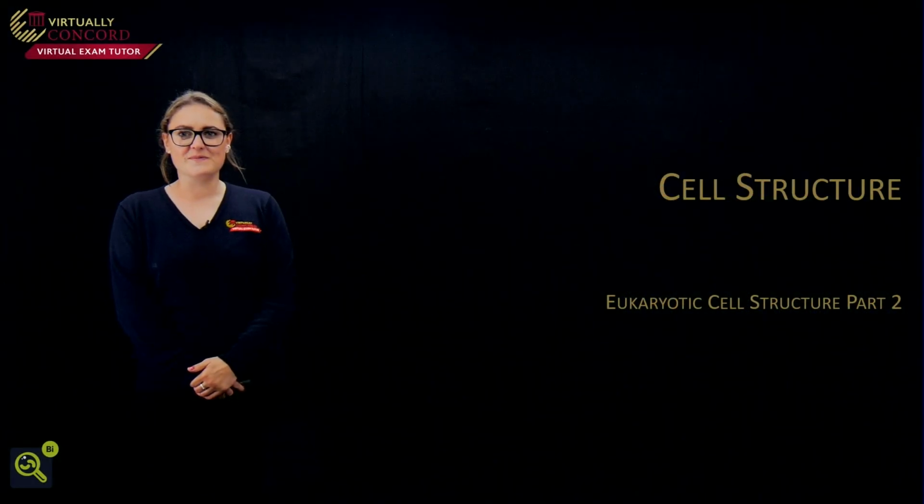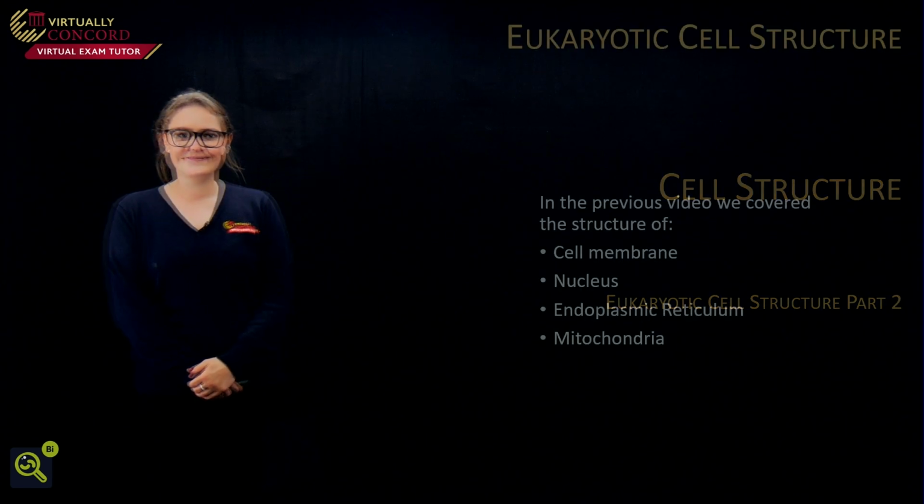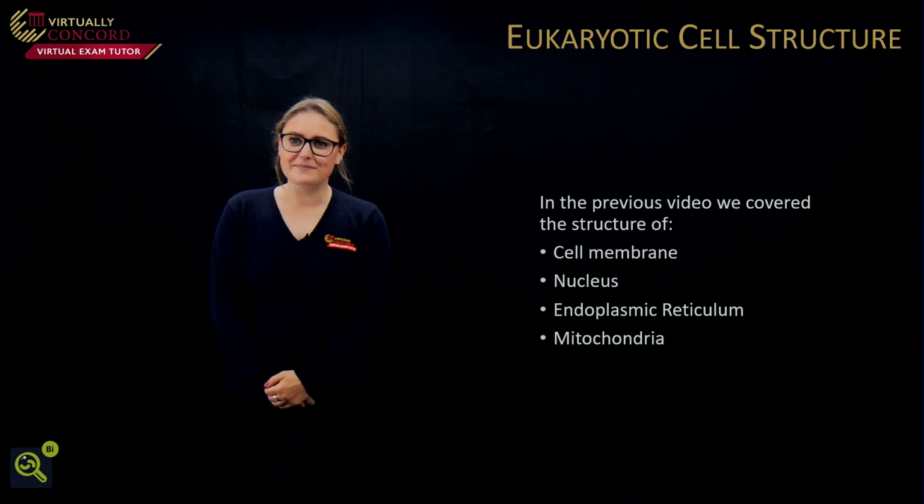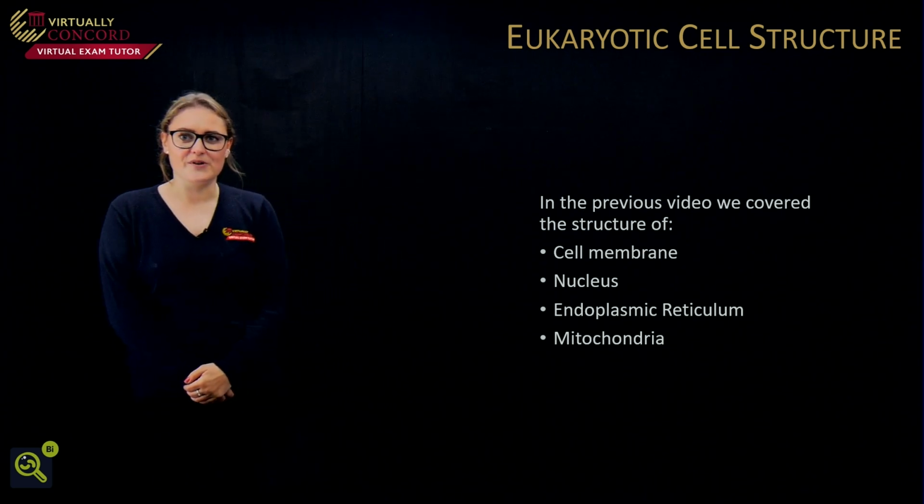In this video, we're going to talk about the rest of the organelles that you find inside a eukaryotic cell. In our previous video, we covered the structure of the cell membrane, the nucleus, the endoplasmic reticulum, and the mitochondria. And if you haven't watched that video, I suggest you go and watch it first.